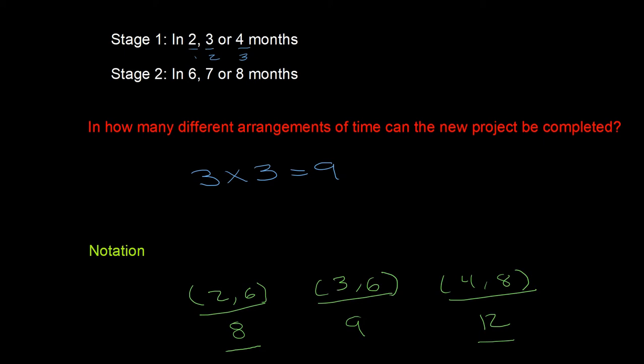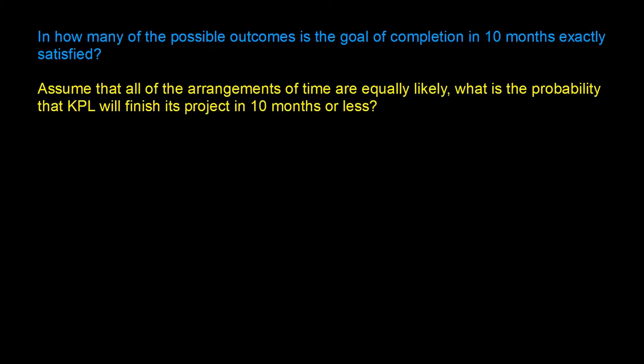So now some interesting questions arise. In how many of the possible outcomes is the goal of completion in 10 months exactly satisfied? So from all the pairs that we can make, how many of those add up to 10 months? And the second question, let's assume that all the pairs are equally likely. 2, 6 and 3, 6 and all of those are equally likely. So what is the probability that KPL, the Kentucky Power and Light Company, will finish its project in 10 months or less?